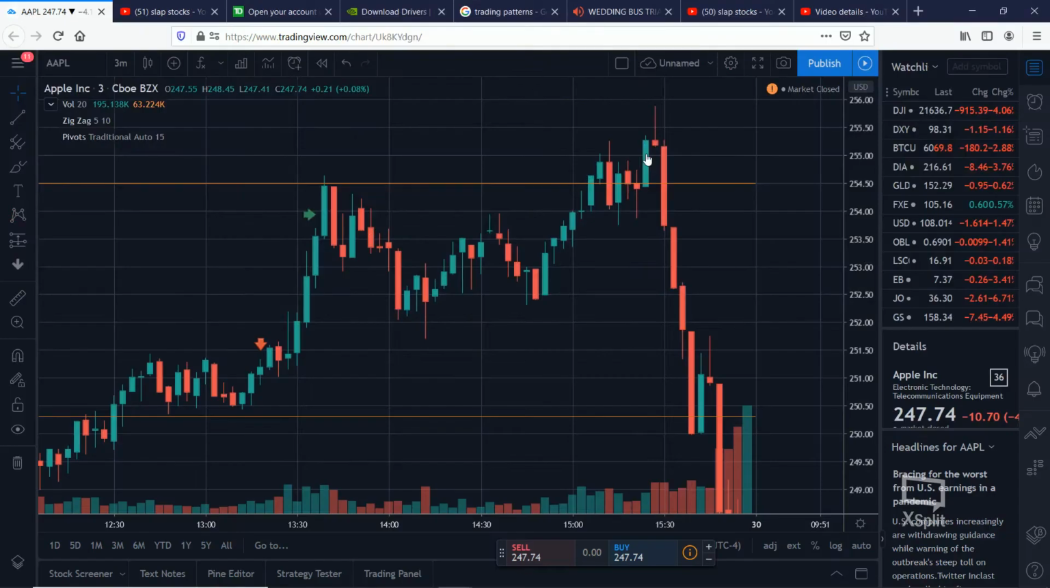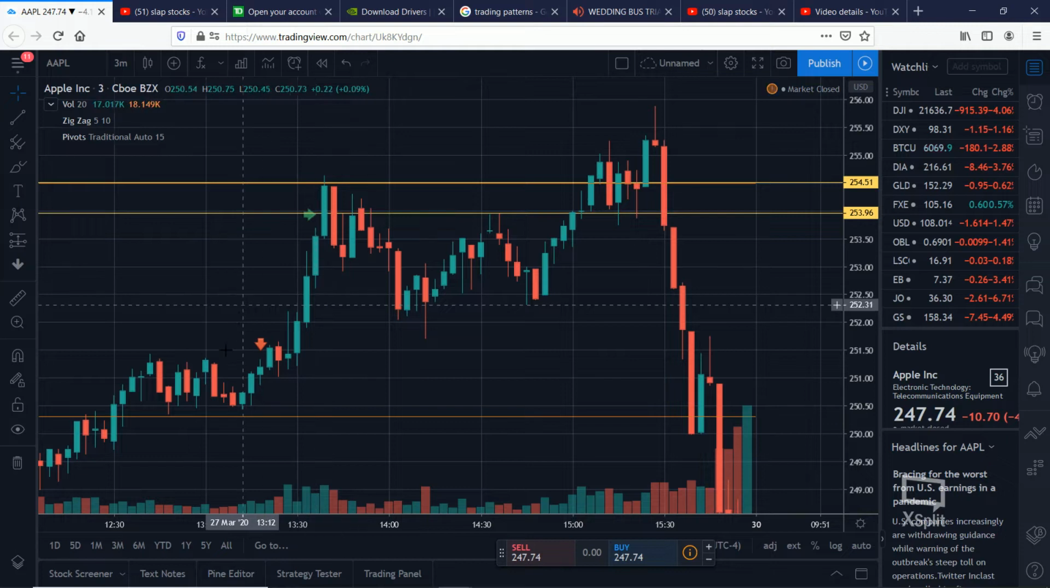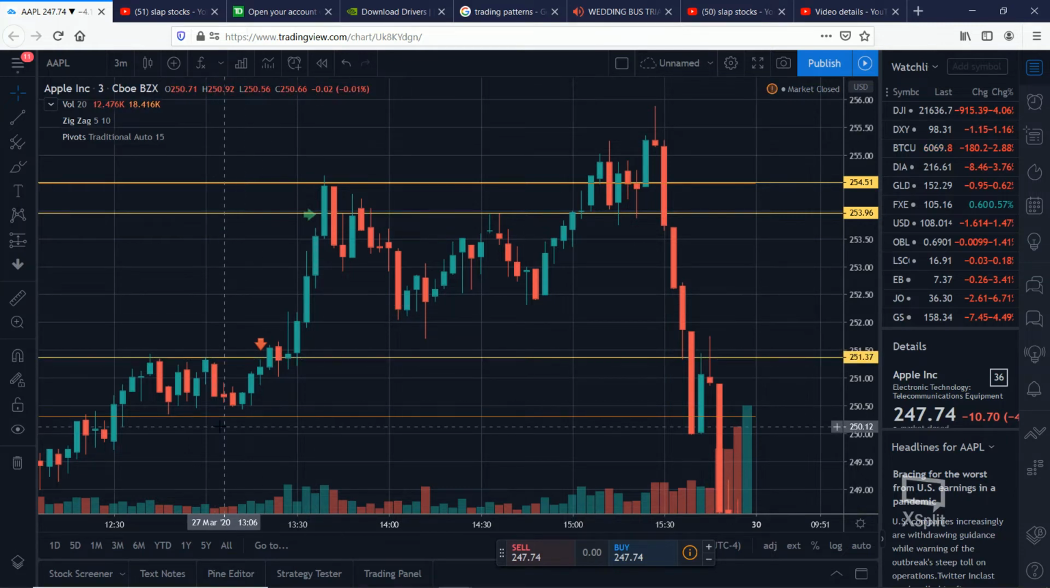I also like using the tools in TradingView. It's a lot simpler. I can just click Alt H and draw a resistance line. I can just click Alt H and draw supports. It's very simple to use. Do it here, here.